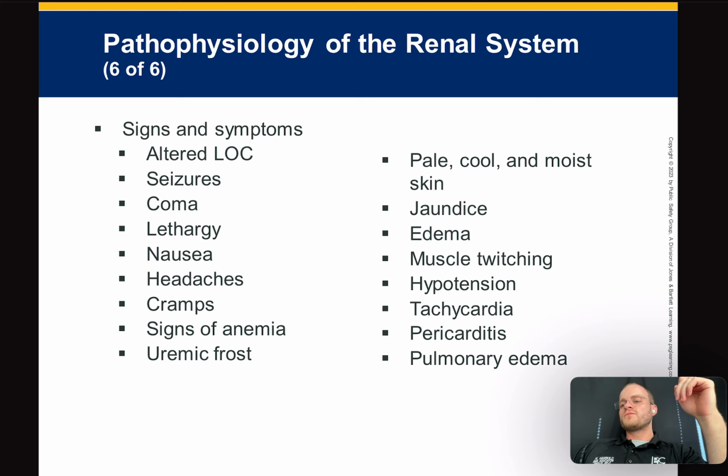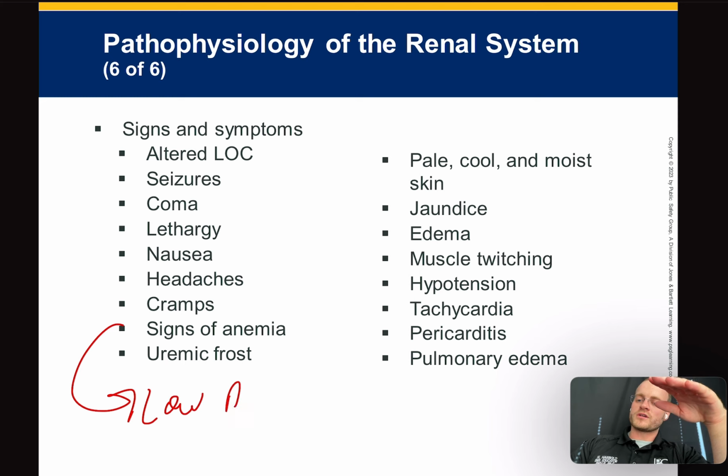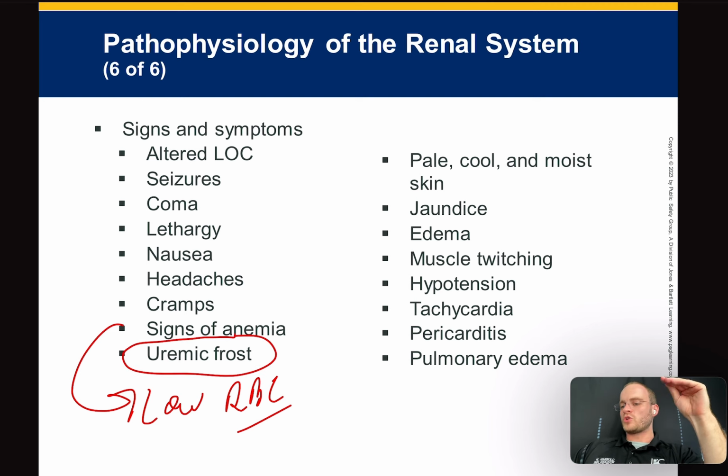Now, I'll read these to you, right? But the signs and symptoms of renal disease are very broad, right? This could mean a lot of things, right? So altered level of consciousness, seizures, coma, lethargy, nausea, headaches, cramps, signs of anemia. Anemia, remember, generally means low red blood cells, okay? For whatever reason. Uremic frost, you'll see this is rare, but basically this patient's skin will look like it's frosty, almost powdery like frost from urea, which is a nitrogen byproduct. So it builds up in the blood and it'll manifest itself on the skin.